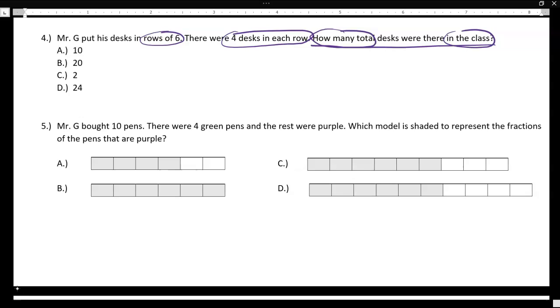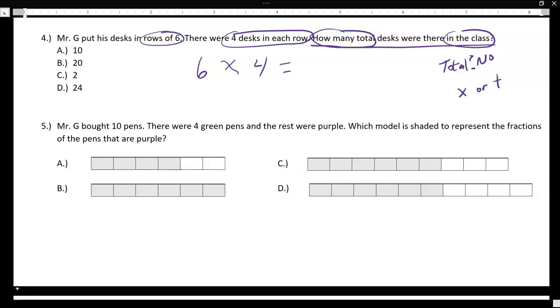Okay? Now, do we know how many total desks there are? No. So do we have a total? No. If we have no total, what do we do? Okay? So we have 6 and we have 4. Now think about this. We're 3rd graders. Are we going to have a problem that's as easy as 6 plus 4? No. So we're probably going to multiply.